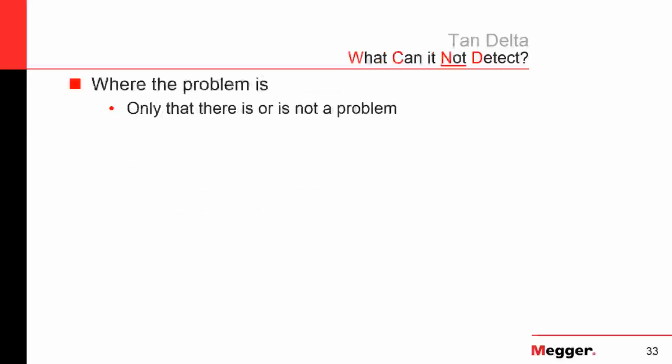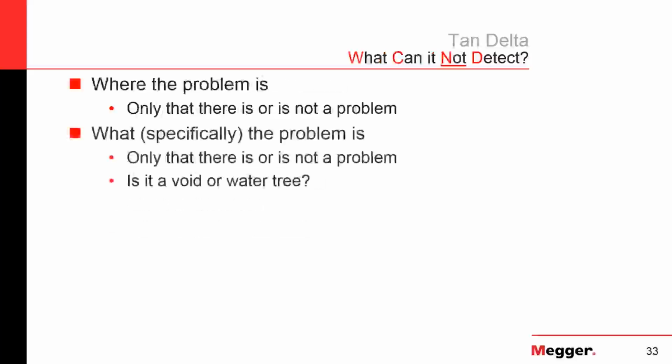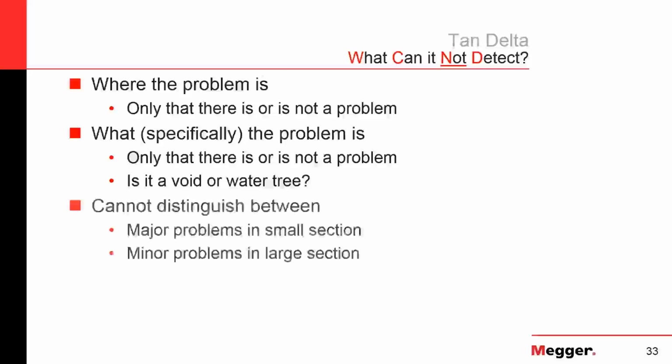However, it cannot tell us where the problem is, only that there is or is not a problem. It cannot tell us what specifically the problem is. Is it a void or a water tree? It only tells us that there is or is not a problem on the cable system.